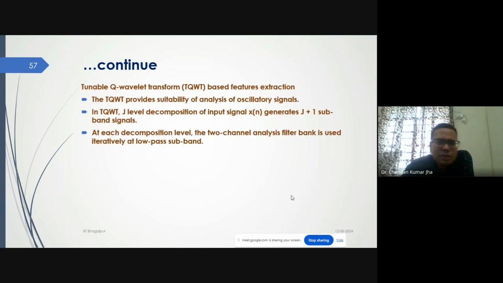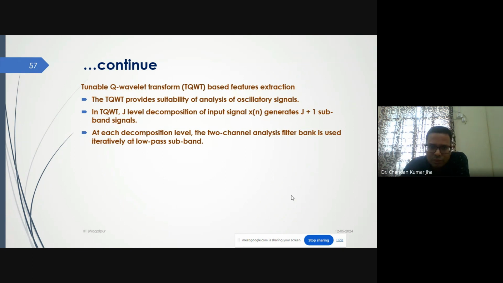After that, the tunable Q wavelet transform has been applied to each beat to extract the different features. The tunable Q wavelet is basically a modified version of the wavelet transform, and it uses 3 different tunable parameters. So it gives you refined features so that the technique can perform well in comparison with the others.